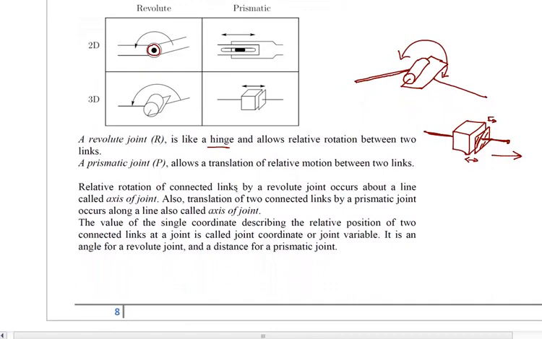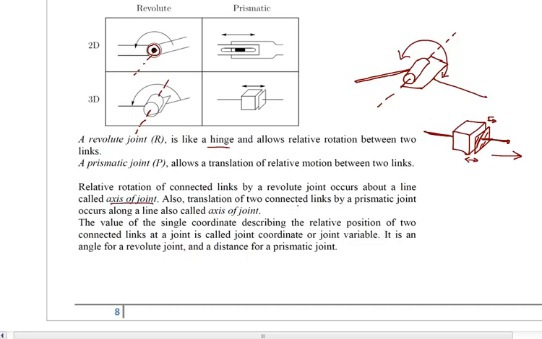The rotation of the connected links by a revolute joint occurs about a line which is called the axis of joint. For example, here this will be the axis of joint. Why? Because the movement goes perpendicular to this axis. So this will be the axis of a revolute joint. Again, look at what is written here: about a line called the axis of joint.